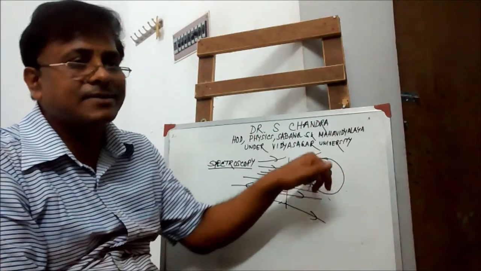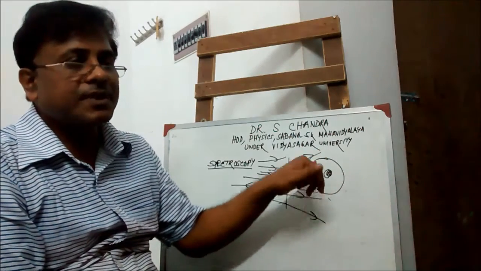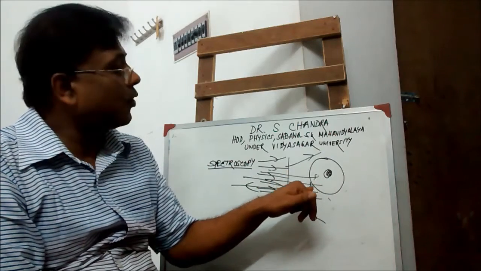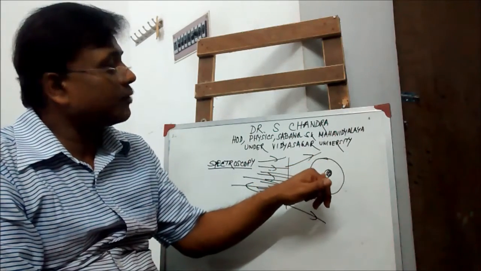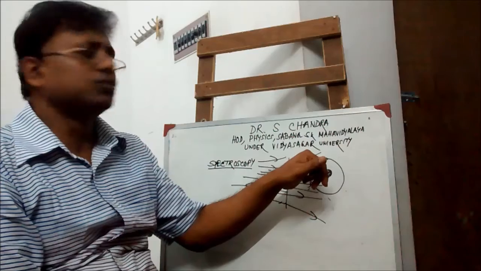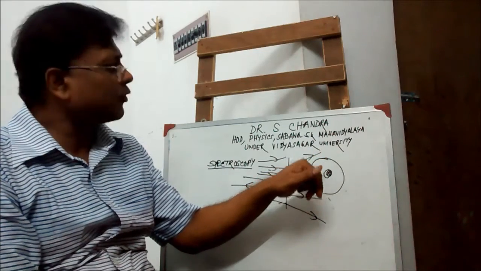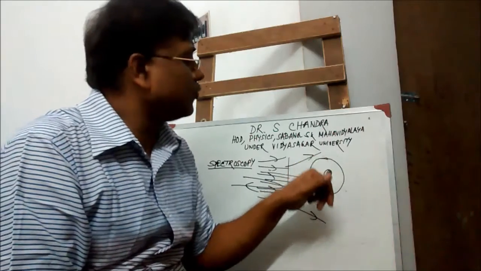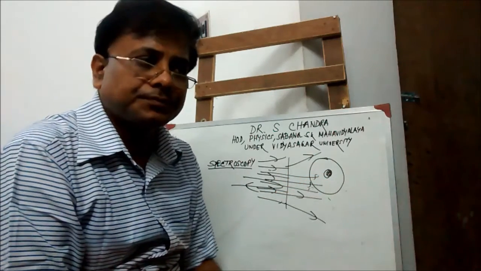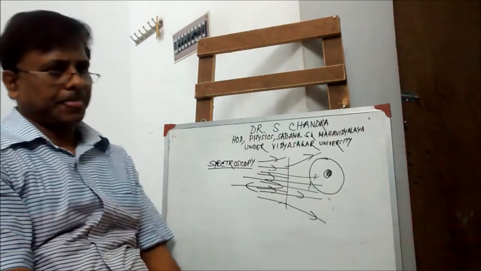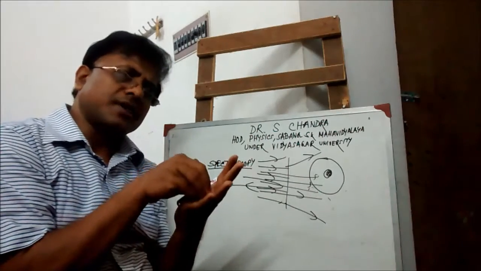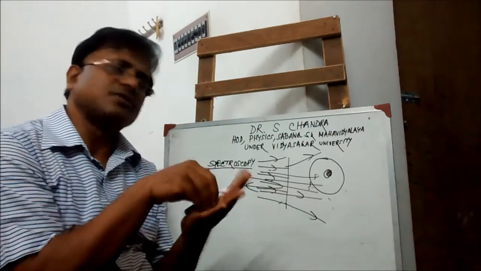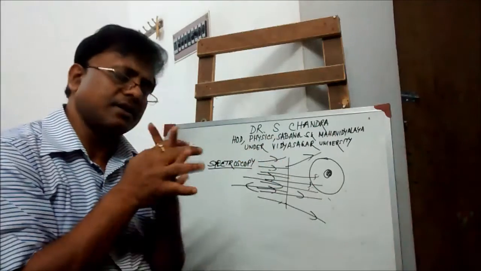there must be an attraction force. And if there is an attraction force, then either the electrons will come toward the proton or the proton will go toward the electron. If the proton is heavier, then the electrons will come down to the proton. Then Rutherford says, yes, it's right that the proton has a positive charge and the electron has a negative charge, and there is attraction.